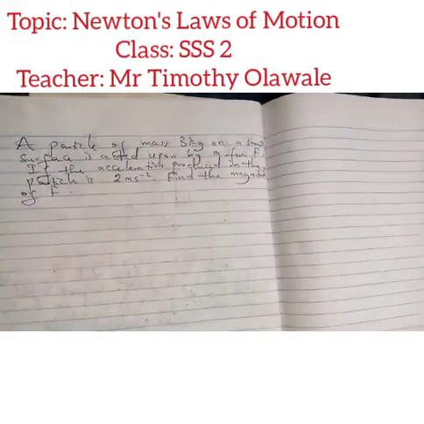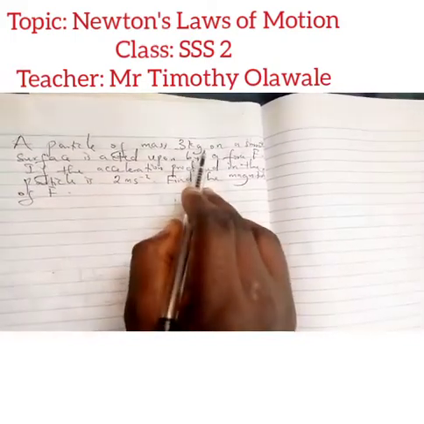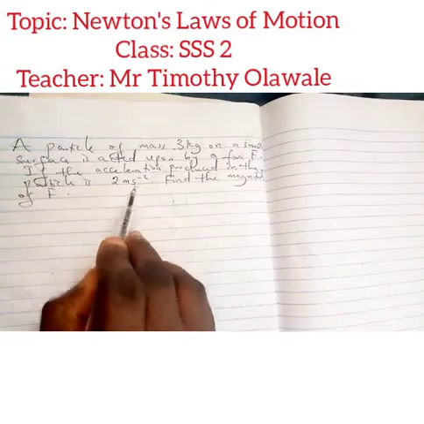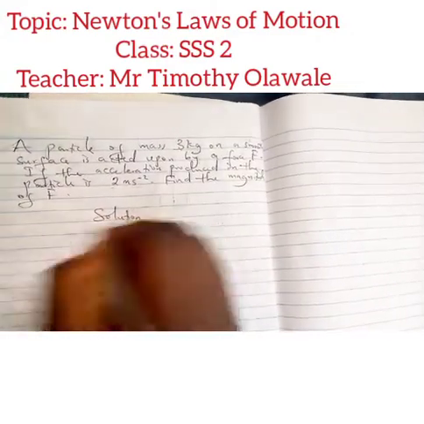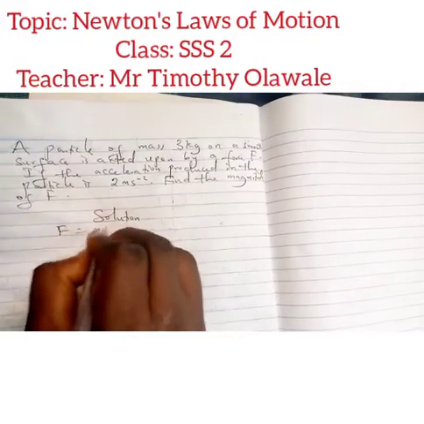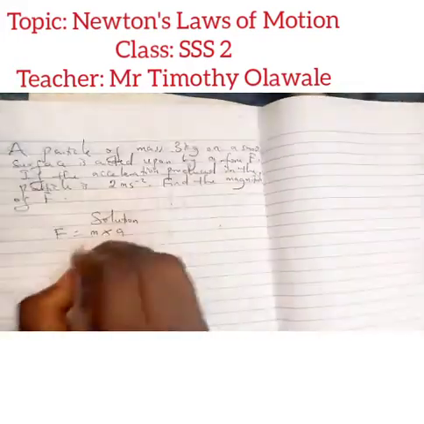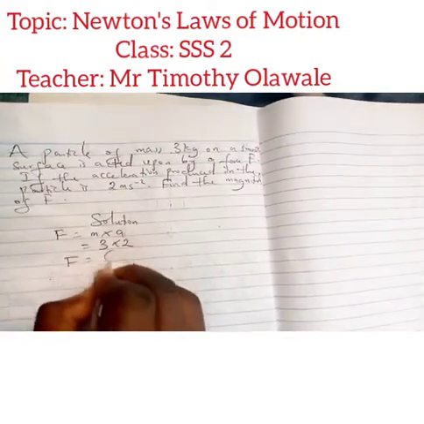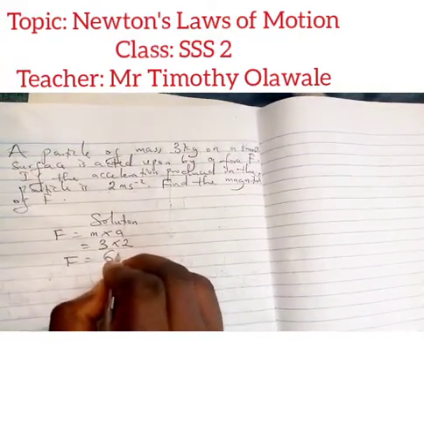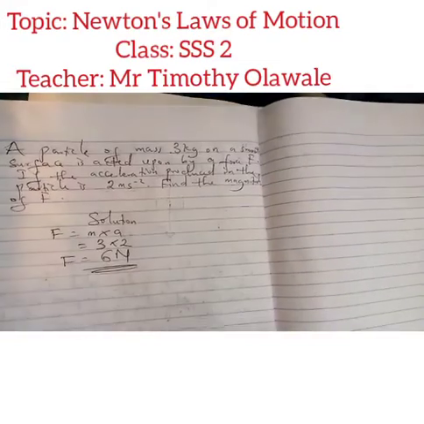That's very easy. We have the mass, we have the acceleration, so we are looking for F. Solution: F equals mass times acceleration. What's our mass? 3. What's our acceleration? 2. So our F equals 6. And what's the unit for force? 6 Newton. Did you get that?